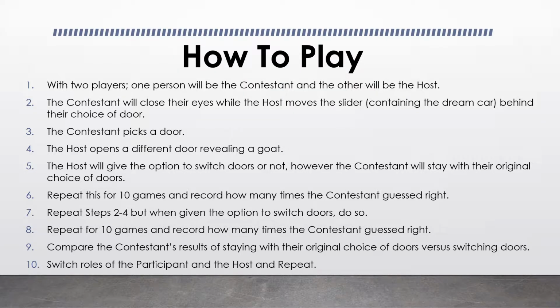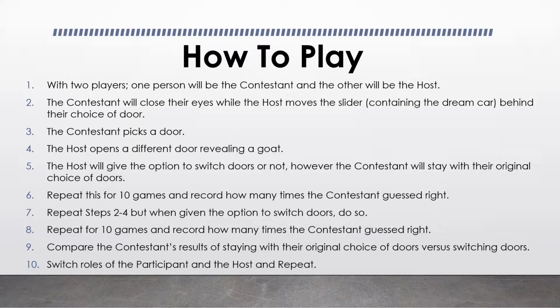Alright, that leads us to how to play the actual activity. With 2 players, one person will be the contestant and the other will be the host. The contestant will close their eyes while the host moves the slider containing the dream car behind their choice of door. The contestant will then pick a door, but this will remain unopened. The host will open a different door, always revealing a goat. The host will then give the option to switch doors or not. However, the contestant will stay with their original choice of doors.